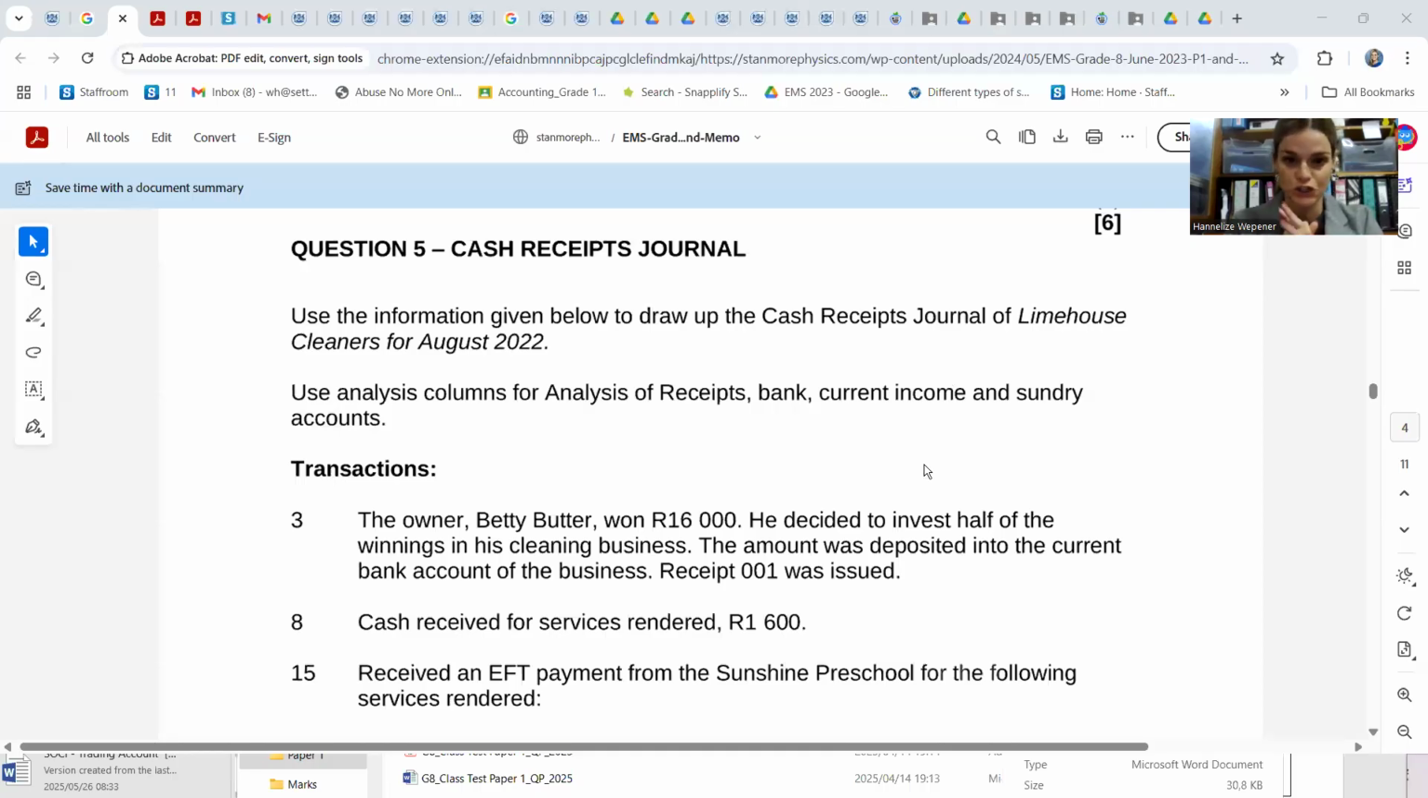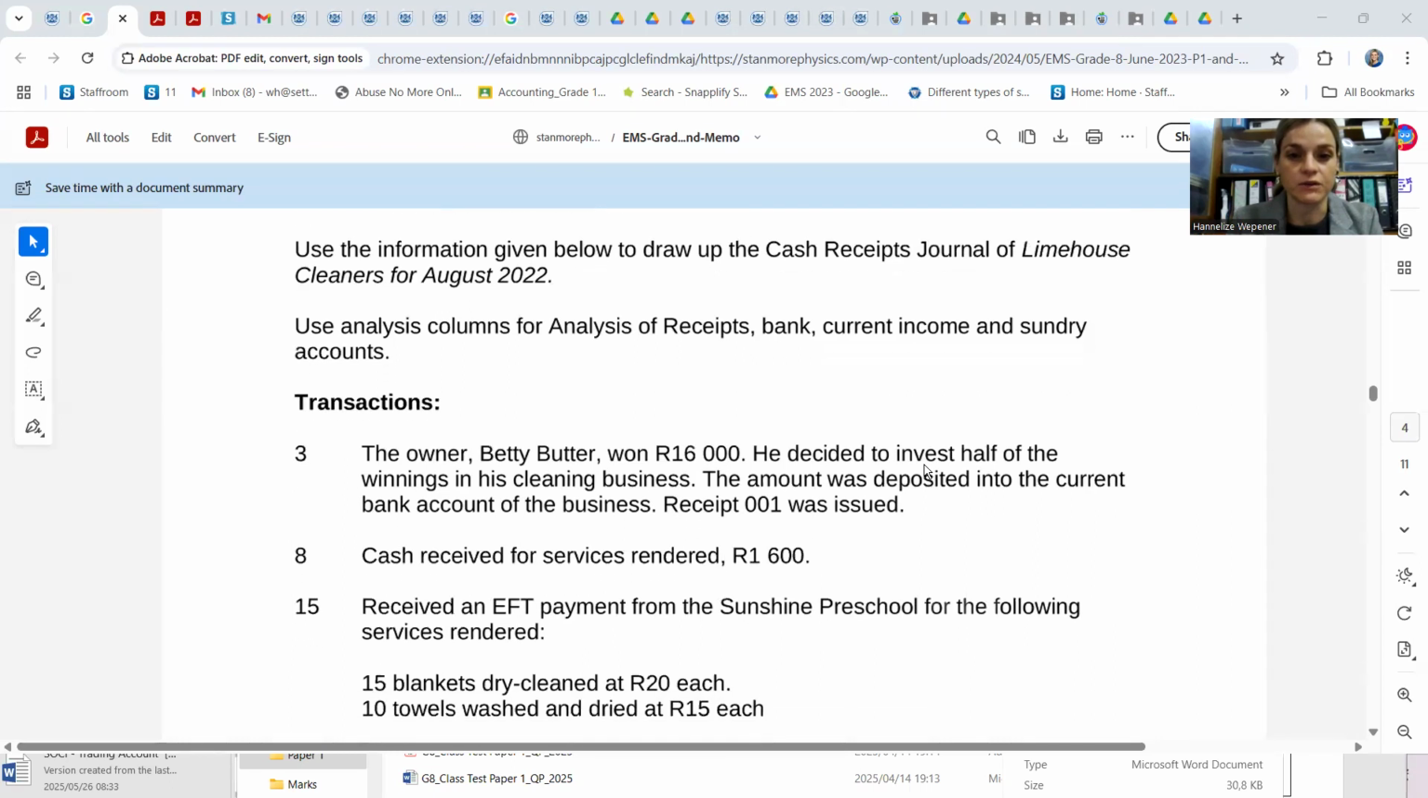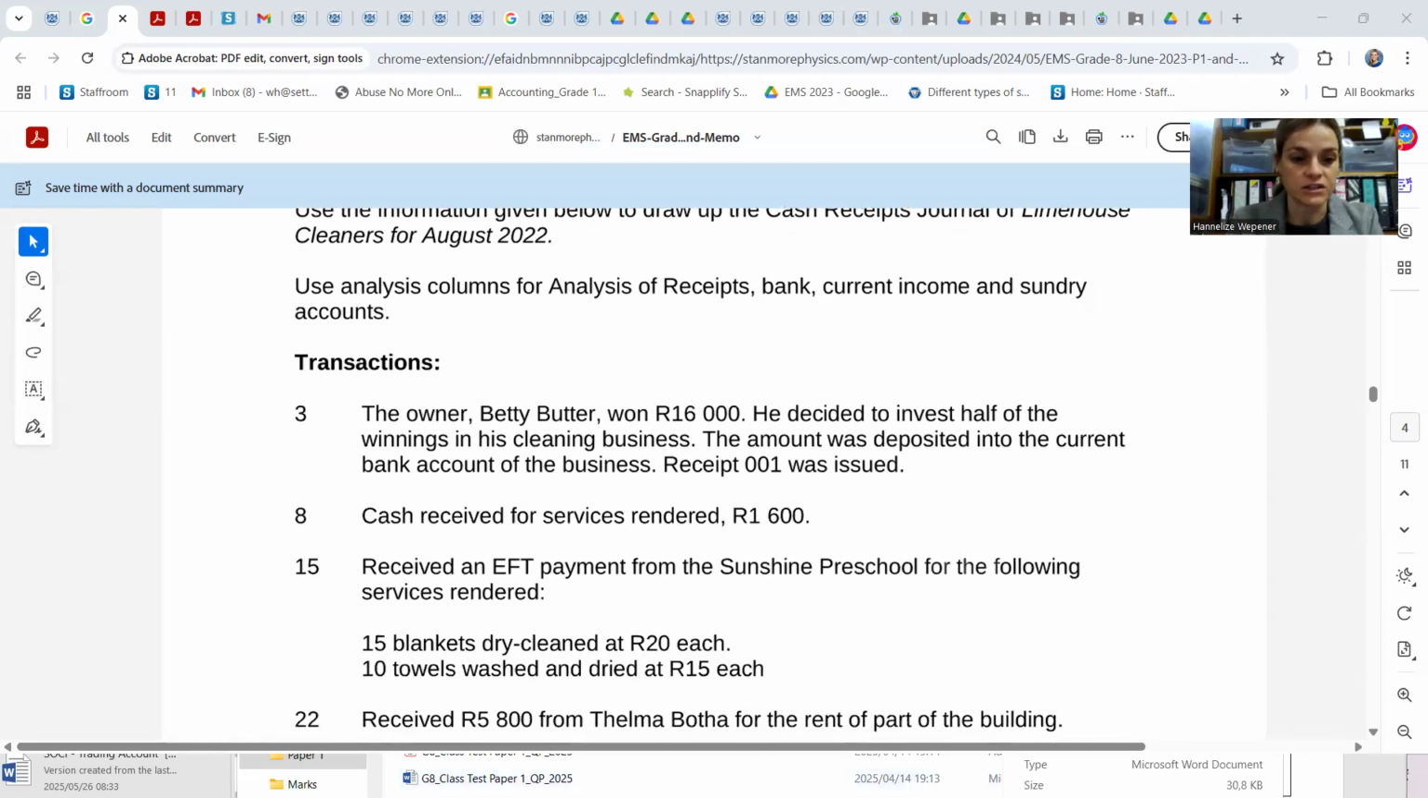The cash receipts journal. So we are going to do the cash receipts journal of Limehouse Cleaners. So in other words, we are a cleaning service. Whenever you see anything regarding money received for cleaning of anything, then it means that that is your services rendered, so your current income, unless they tell you it is other cleaning services. Then this is for August 2022, and we need the following columns in our CRJ.